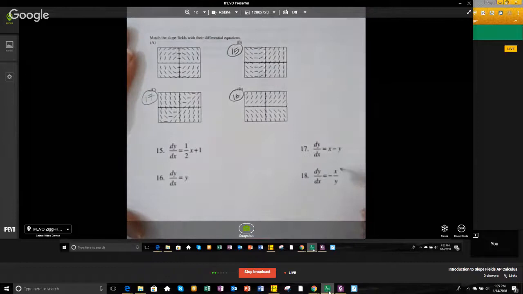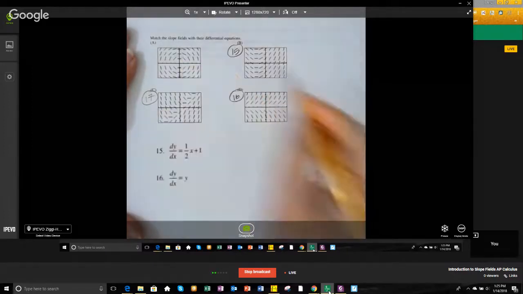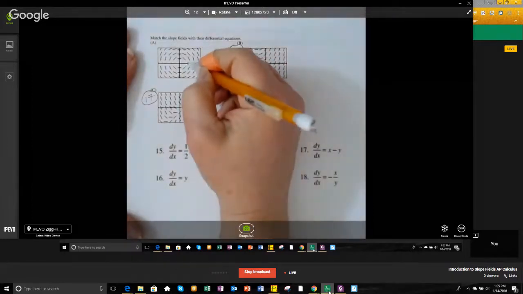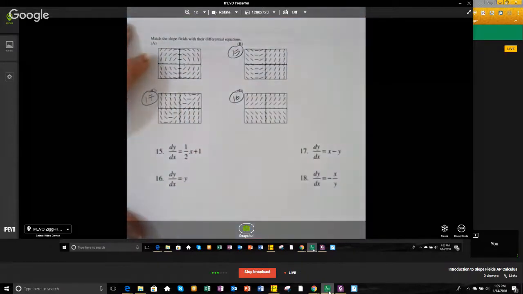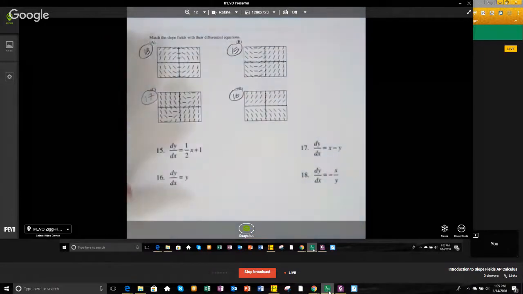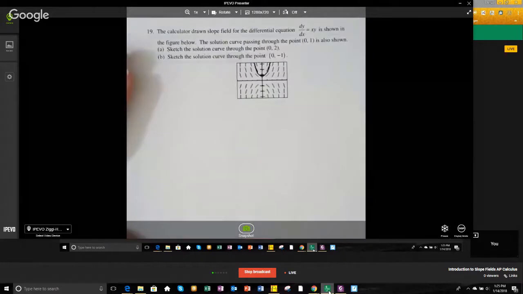And then this one is -x over y. When are we going to have 0 slopes? When x equals 0, which is along the y-axis, and I have 0 slopes here. And when y is equal to 0, I'm going to have vertical slopes, and you can see that we're going to have some vertical slopes here. And this is a family of circles, which is quite cool. So this one is 18 by default. So matching is pretty simple. I just look for the 0 slopes.